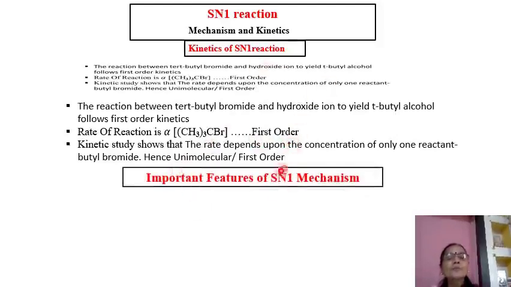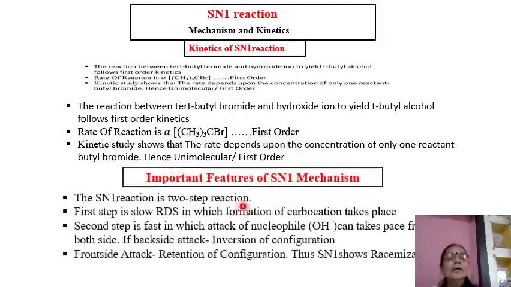The important features of the SN1 mechanism: it is a two-step reaction. The first step is slow, that is the RDS, in which formation of the carbocation takes place. The second step is fast, in which the attack of the nucleophile OH negative can take place from both sides, maybe from the back side or maybe from the front side. If the attack takes place from the back side, there is an inversion of configuration. That means if the starting material has the R configuration, then the product will have the S configuration, exactly opposite. That is called inversion of configuration.